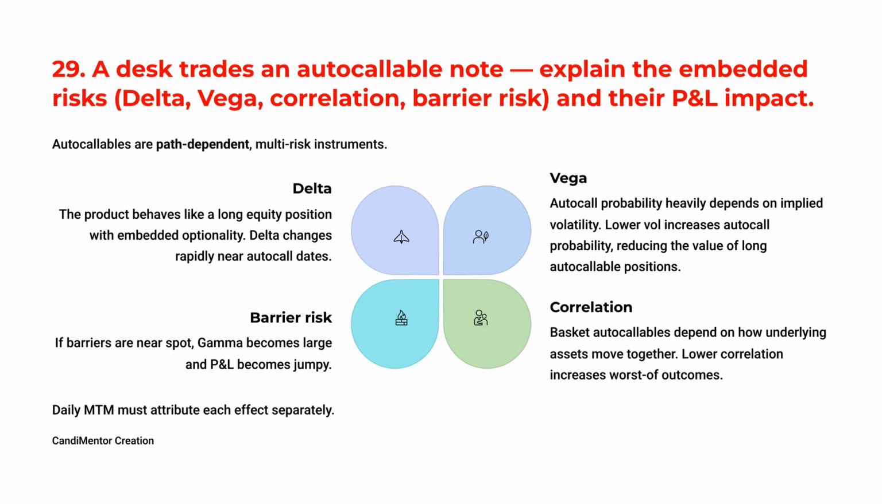Vega. Autocall probability heavily depends on implied volatility. Lower vol increases autocall probability, reducing the value of long autocallable positions. Correlation. Basket autocallables depend on how underlying assets move together. Lower correlation increases worst-of outcomes. Barrier risk. If barriers are near spot, gamma becomes large and P&L becomes jumpy. Daily MTM must attribute each effect separately.